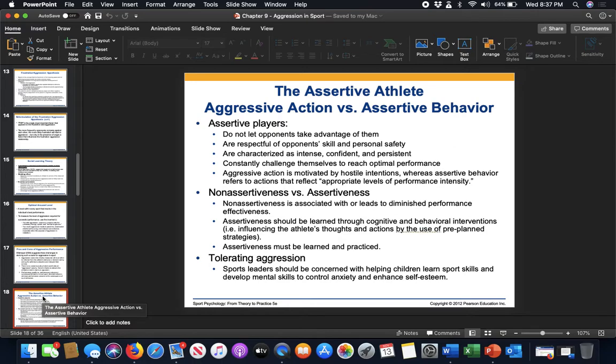Okay, so what are we looking at here? Assertive players, we know they're there. We know that assertive players are not going to be taken advantage of. They're not going to be the ones that roll over and play dead. Assertive players respect the ability levels of the other players.